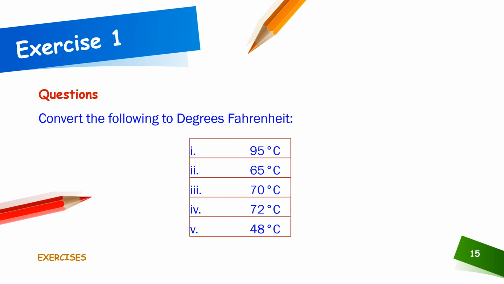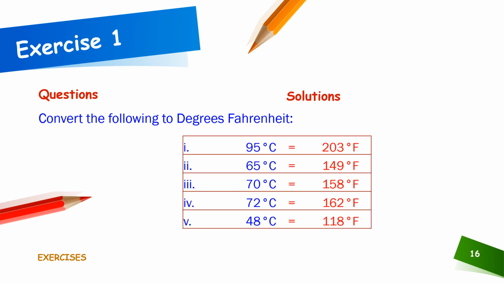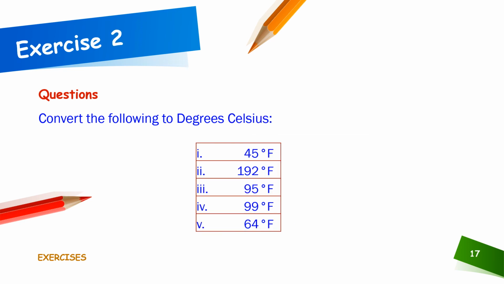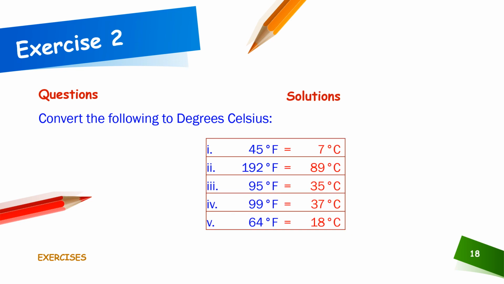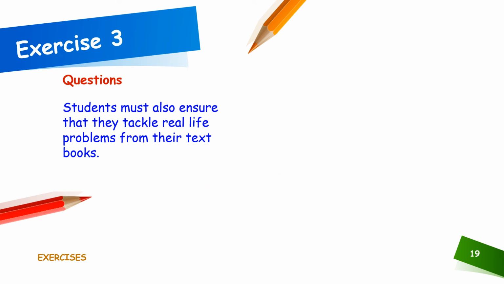Now pause the slideshow and have a go at these exercises. When you are ready to view the solutions, click play. So the solutions are coming up shortly. And now for exercise 2. Again, pause the slideshow and have a go at these exercises. When you're ready to view the solutions, press play. So solutions are coming up. Finally, do ensure that you can tackle real-life problems from your textbooks.